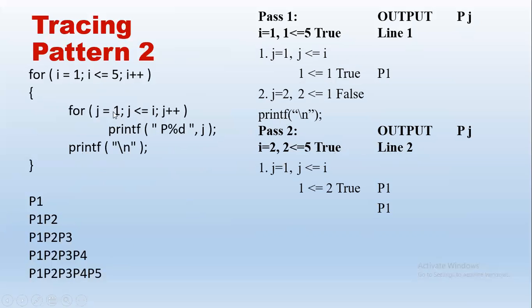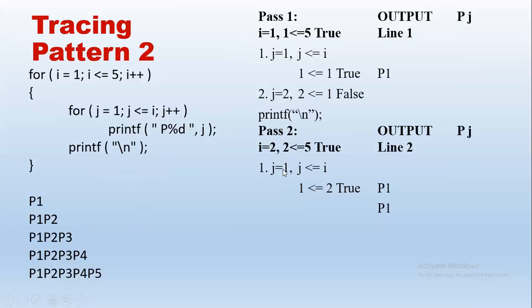This is an important concept to note. A new loop, the inner loop, will always start from the first value 1. So J starts from 1. 1 less than or equal to I, where I is 2, is true. So here we need to print Pj first.